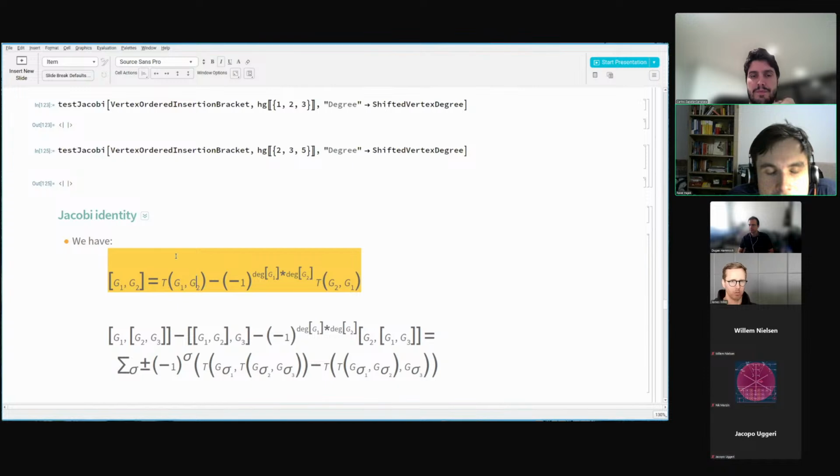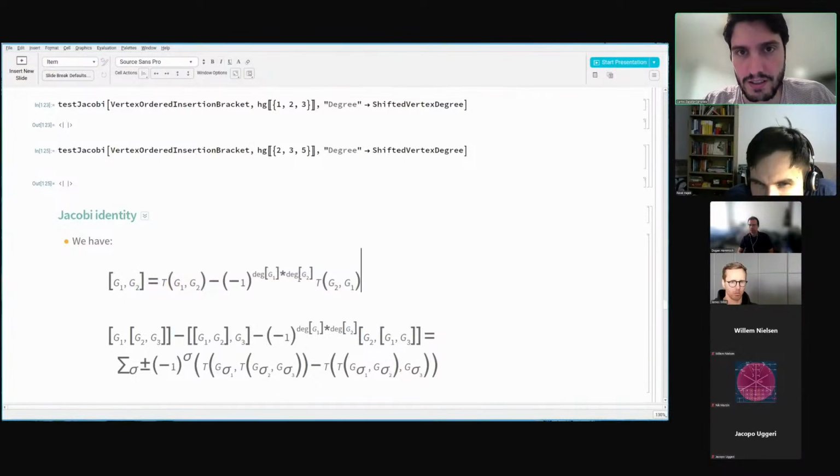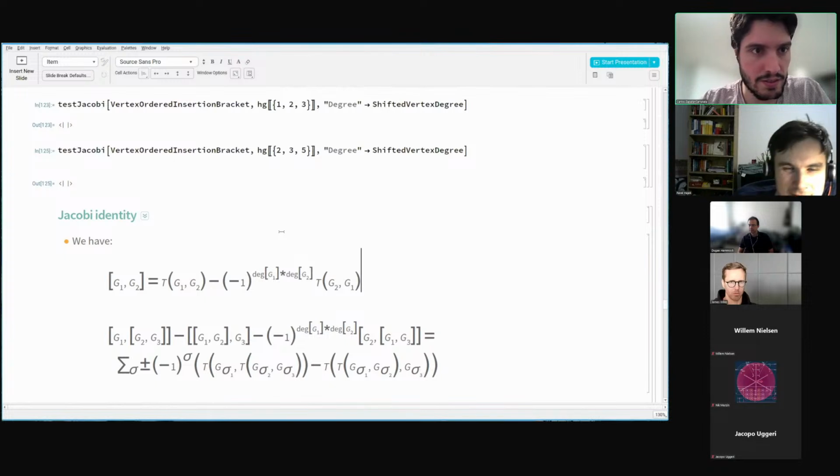What is what once more? I think these are called admissible Lie algebras, I believe. Let me quickly check. Admissible Lie algebra. Oh, Lie admissible algebra. Sorry. Yeah.